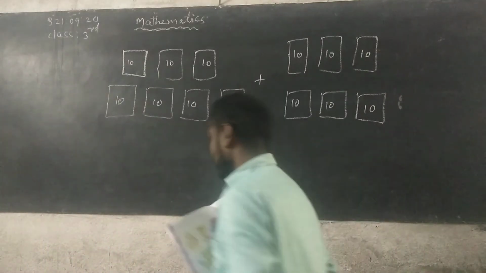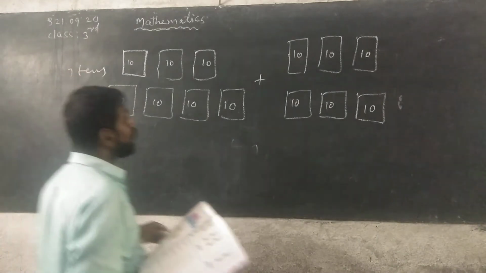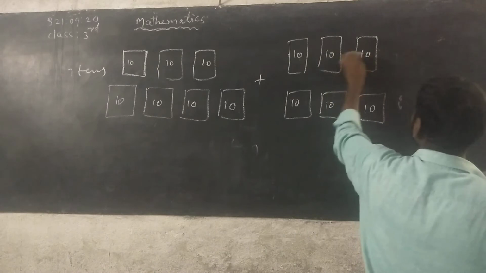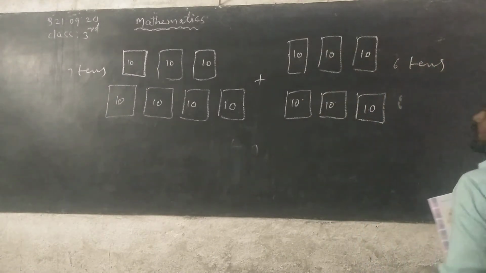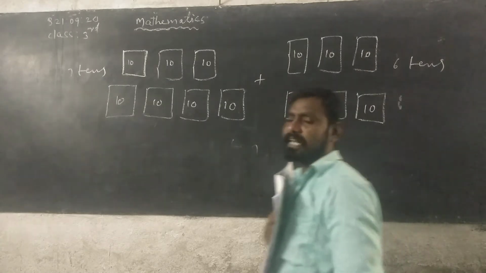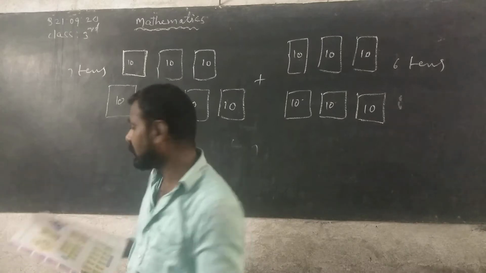7 tens are there. So here, how many tens are there? 1, 2, 3, 4, 5, 6 tens are there. Total, what do we get? 7 tens plus 6 tens. 7 plus 6, you can get 13 tens.